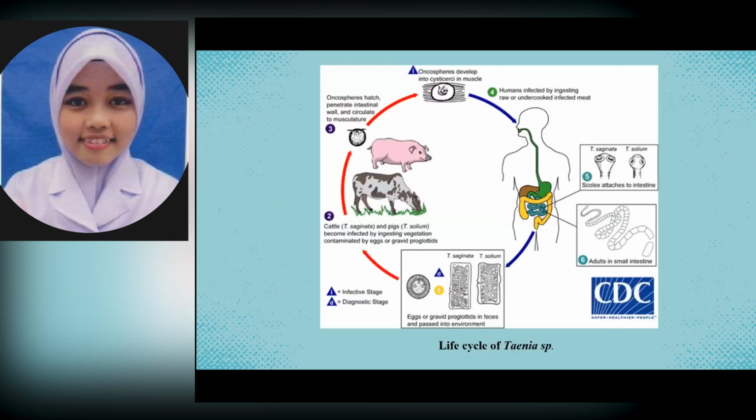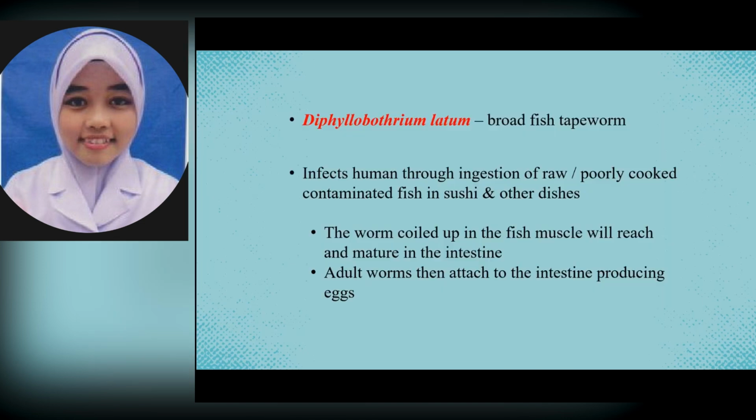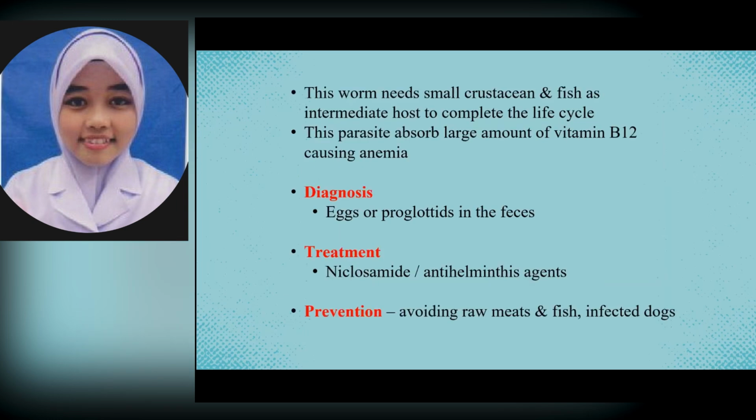This is a picture of the life cycle of Taenia, and then the Diphyllobothrium latum is what we call another broad fish tapeworm. It infects humans through ingestion of raw or poorly cooked contaminated fish in sushi and other dishes. The worm coils up in the fish muscle, will reach and mature in the intestine. The adult worm then attaches to the intestine producing eggs. Next slide, this worm needs small crustacean and fish as intermediate host to complete the life cycle.